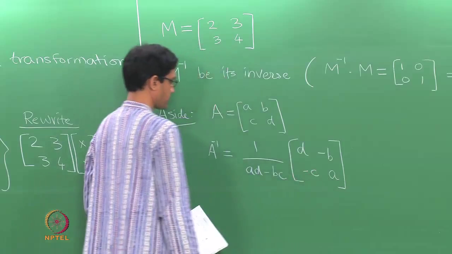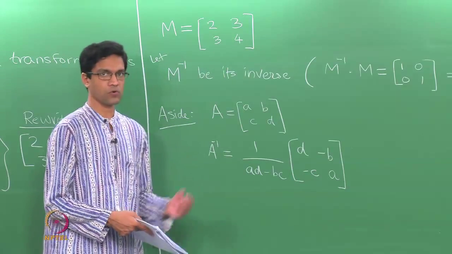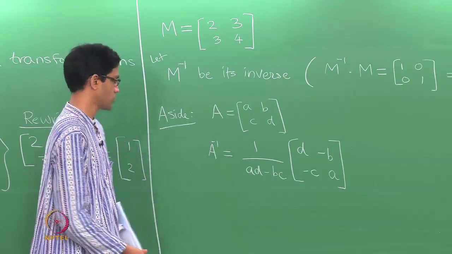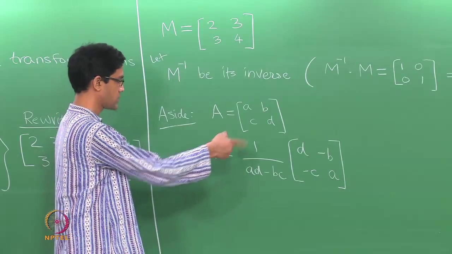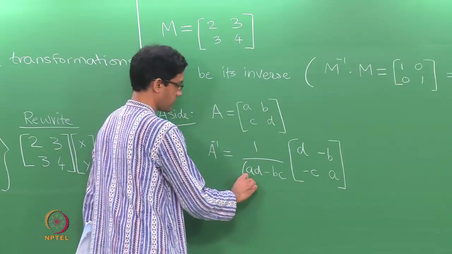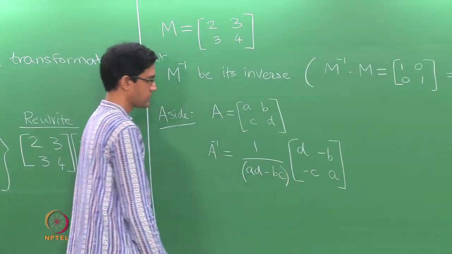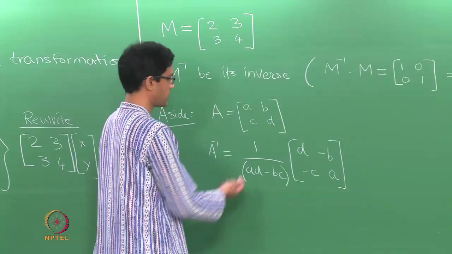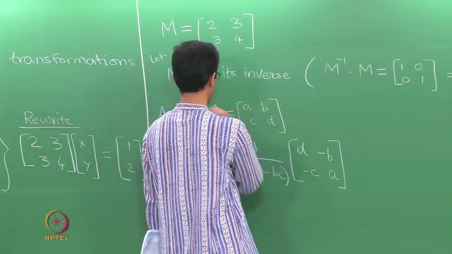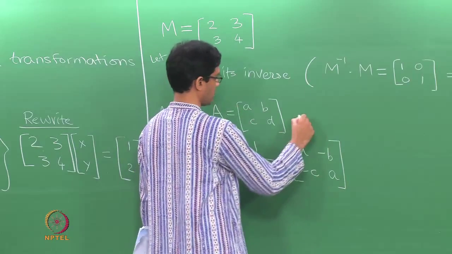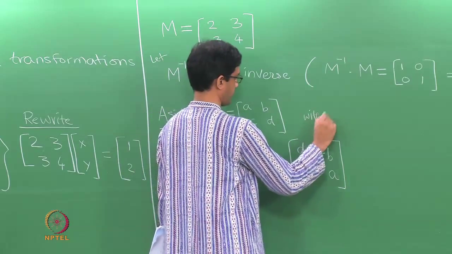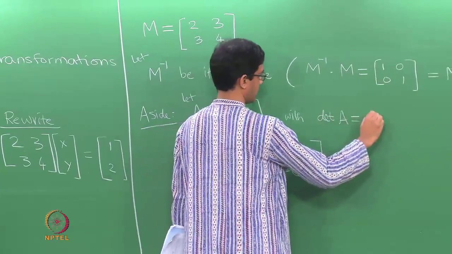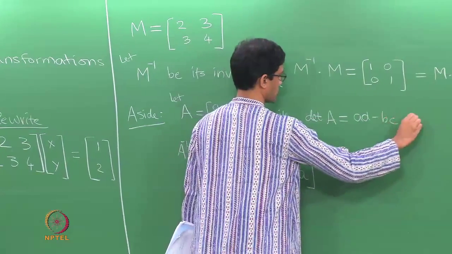So this is just a prescription which works for 2 cross 2 matrices. Trying to do this for 3 cross 3 and so on is somewhat harder, of course. Notice of course that the inverse only exists provided the determinant is not 0. Okay, so you can't invert matrices for which the determinant is 0. So let A be a 2 cross 2 matrix with determinant non-zero. So the determinant of A, which is AD minus BC, should be non-zero.